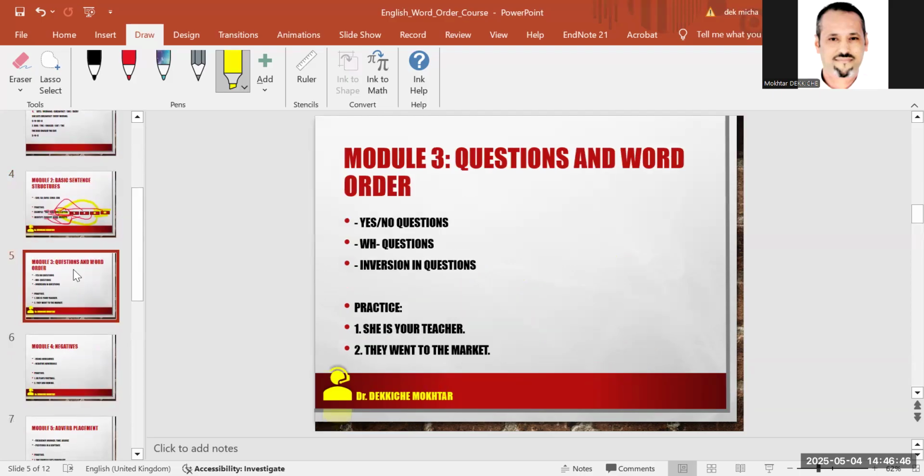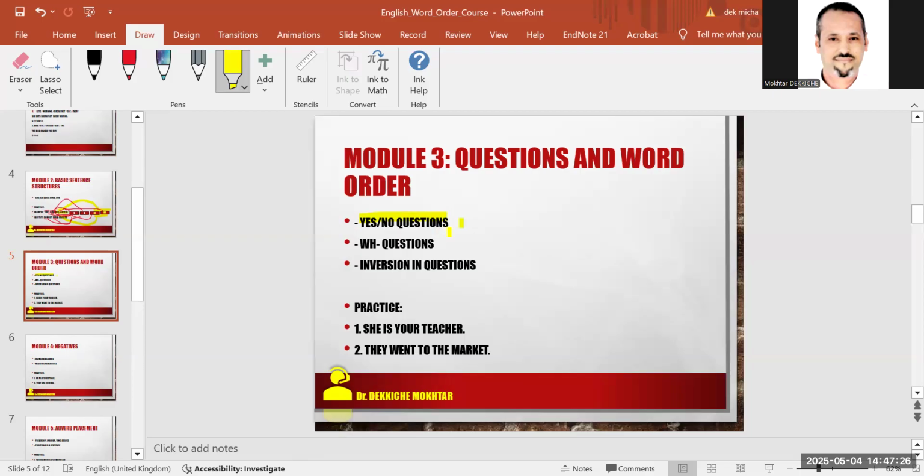Let's move to questions and word order. When we try to form questions, forming questions involves rearranging the sentence structure. For a yes/no question, we place the auxiliary verb first, followed by the subject.